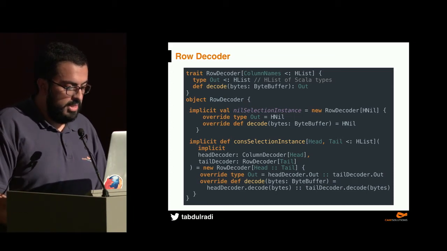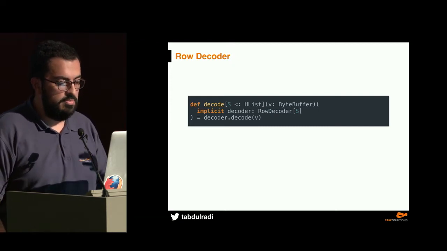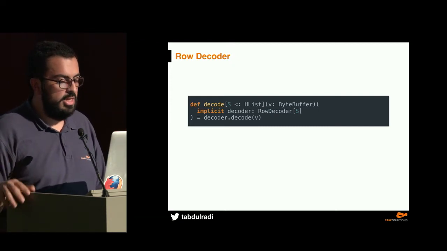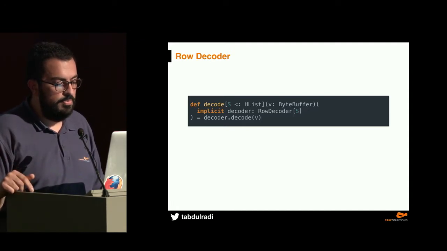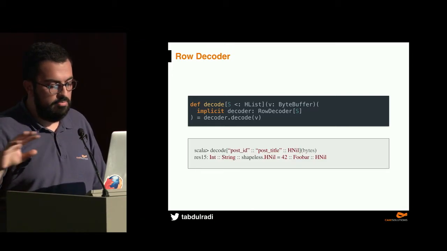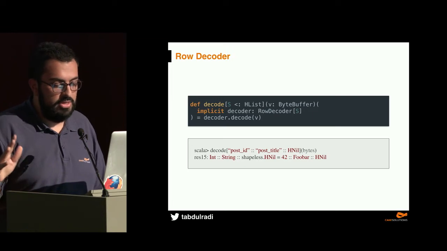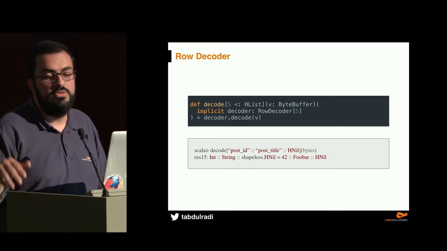Let's use this type class now. So we're going to update our decode function. The input is S for selection, the HList. Then we're going to ask for an implicit decoder. Post ID, post title. Then you get them in the correct order, of course. So HList of int, string, 42, and foo bar.